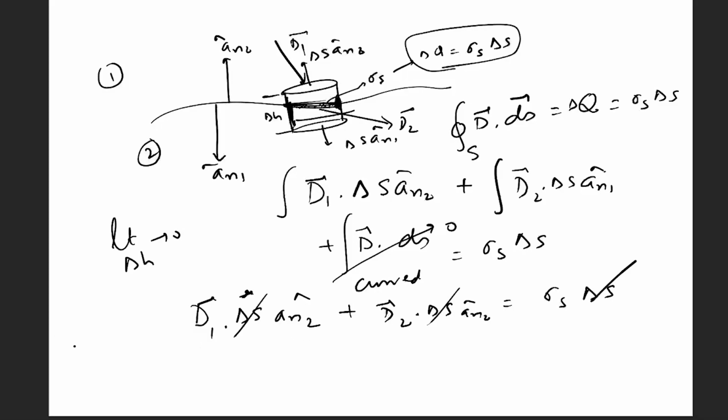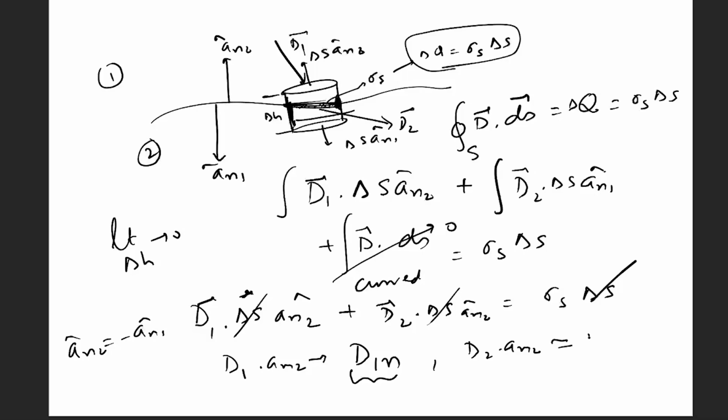Now I will use an2 is equal to minus an1. So d1, now this dot product d1 dot an2 is going to give us the normal component of d1. Similarly, d2 dot an2 is going to give us the normal component of d2.